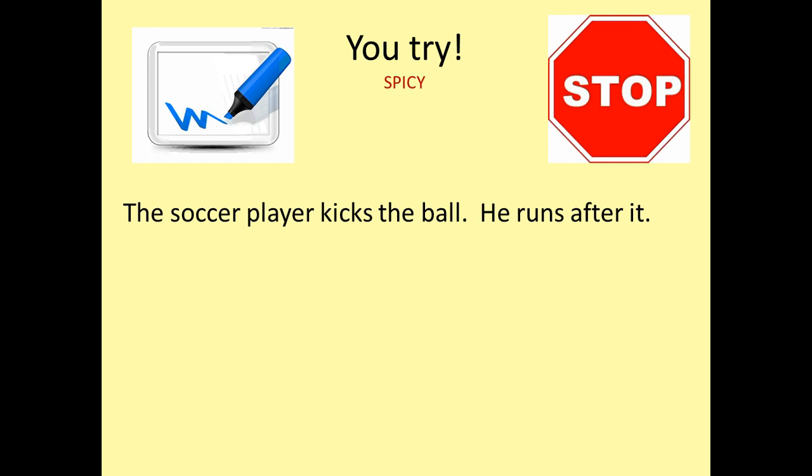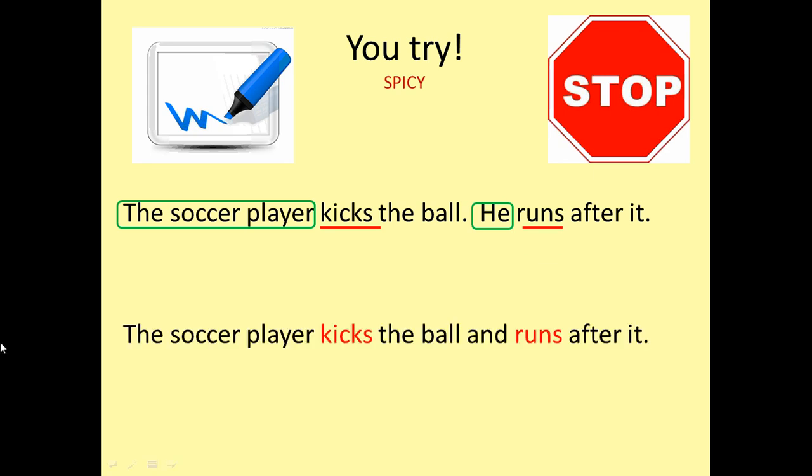You try. I'm going to give you a hint on this one before you hit pause. The sentence is about the soccer player. In this sentence, it uses the pronoun he. He is still referring to the soccer player. Go ahead and hit pause and try it now. The answer is that this soccer player kicks the ball and then he runs after it. So we could say the soccer player kicks the ball and runs after it.